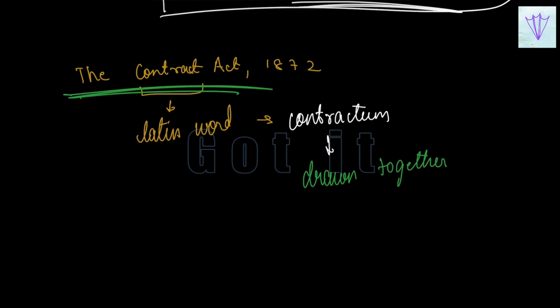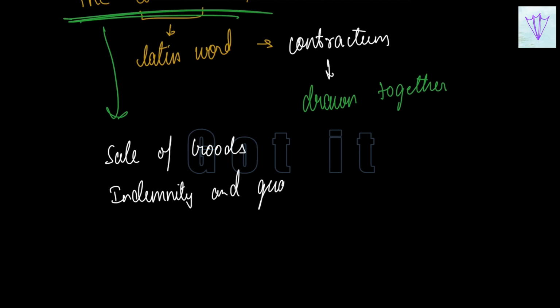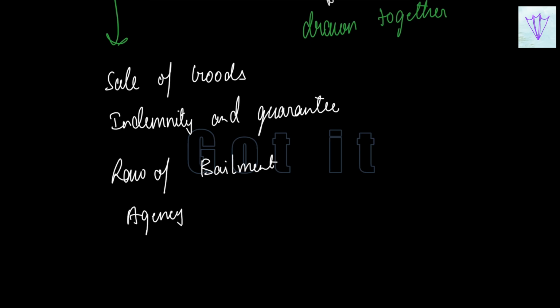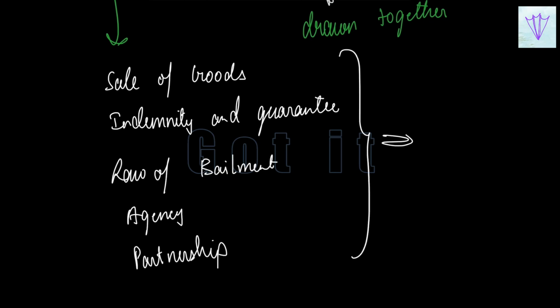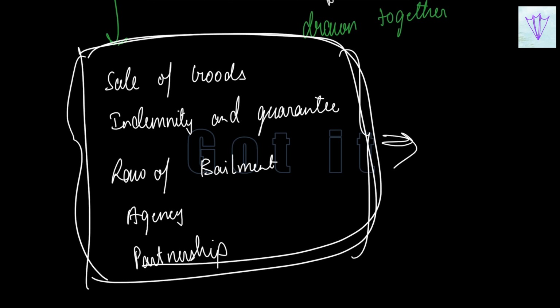So this Contract Act deals with the following things: the sale of goods, indemnity and guarantee, law of bailment, agency and partnership. We'll be studying them in much more detail in the future, but for now remember that the Contract Act deals with the following aspects.